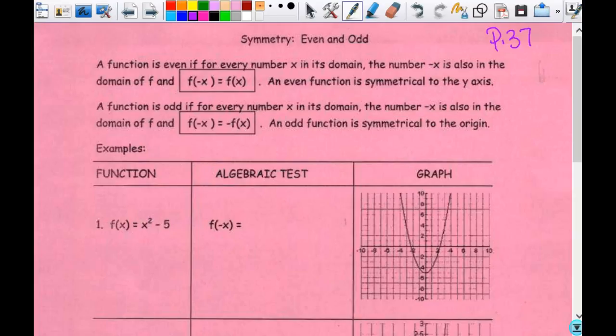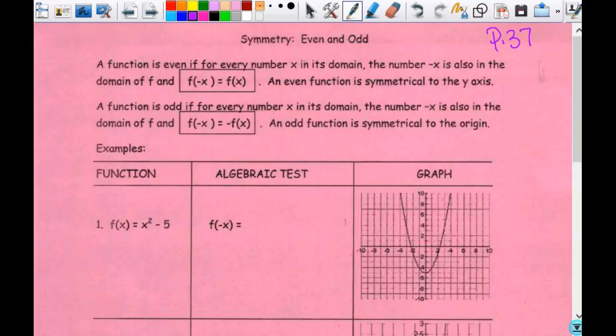But look at example 1. Is example 1 from yesterday a function? Yes. The y-axis symmetry, was that a function? Like a parabola? Mm-hmm. It's the x-axis symmetry, because if it has x-axis symmetry, it's going to fail the vertical line test, right? So we don't care about x-axis symmetry right now. We're looking at even and odd functions, okay?